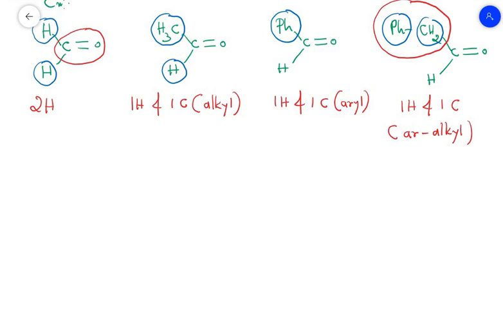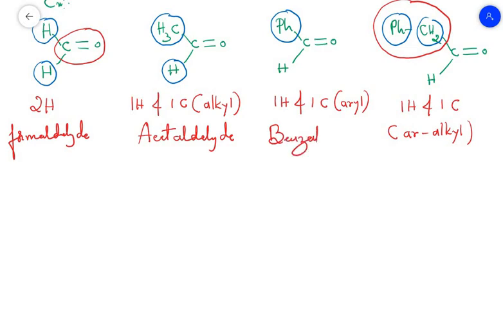Now the name of this compound is formaldehyde. Here we have acetaldehyde, and here the name is benzaldehyde, and this one is phenyl acetaldehyde.